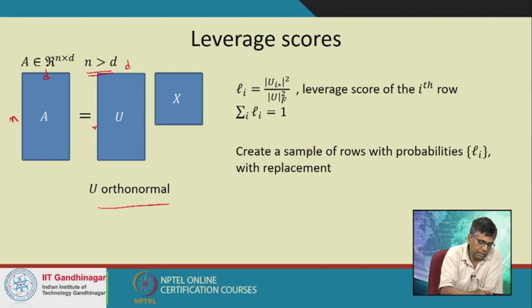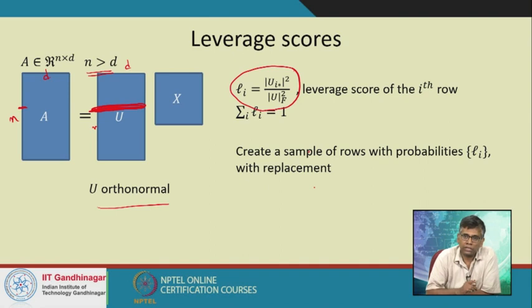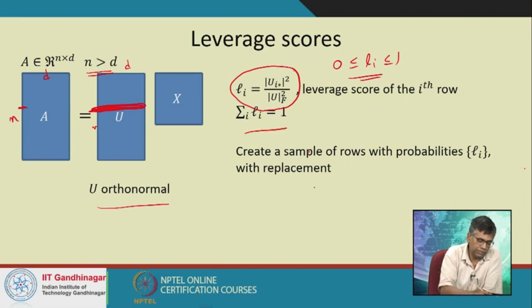So in that case, I define the ith leverage score, the leverage score of the ith row, to be the norm of the ith row of U squared. So I take the ith row of U, and I take the L2 squared norm of that. And in order to make it a probability, I divide it by the sum of these norms, which is essentially the Frobenius norm of U. So this is a quantity between 0 and 1, and the sum of these equals 1 exactly. This is known as the leverage score of the ith row, or we'll call it the row leverage scores.